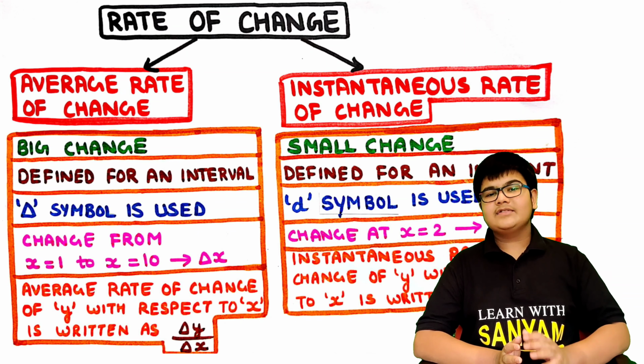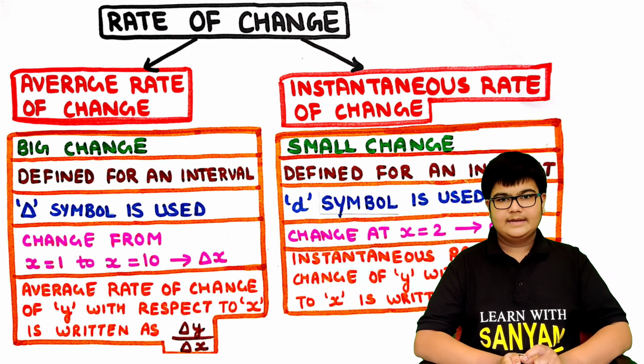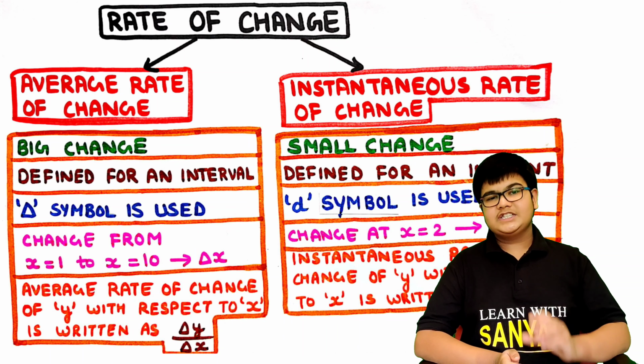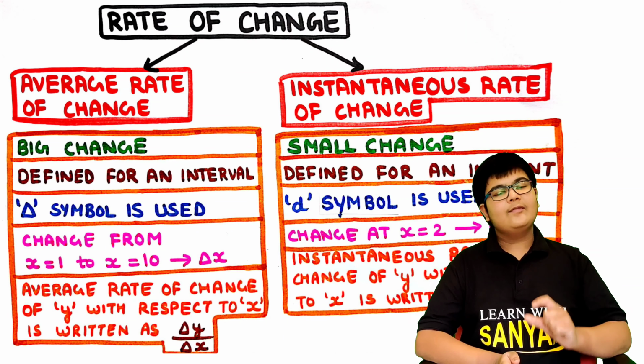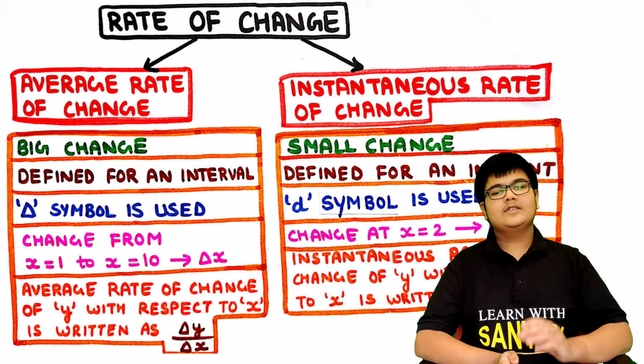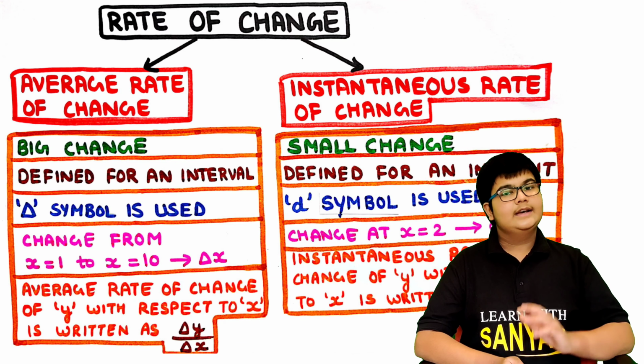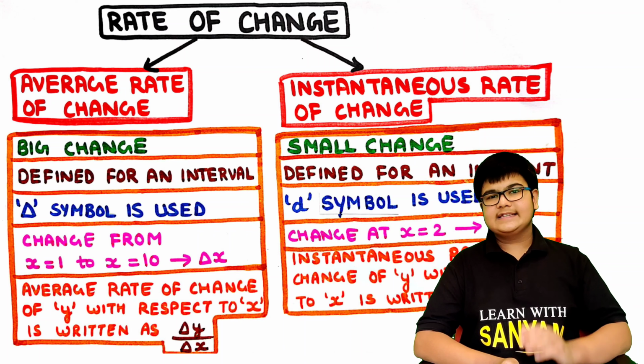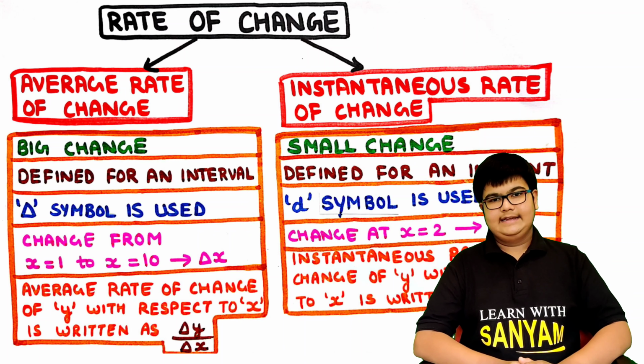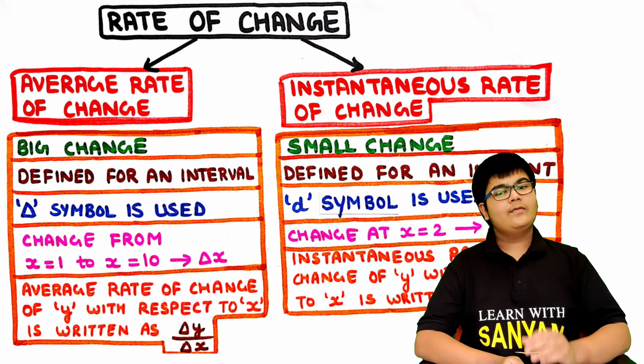Similarly, instantaneous rate of change is defined for a particular instant. So whenever we want to find the change at a particular instant, we have to use instantaneous rate of change. So the change at x equals 2 will be represented as dx, and the d symbol is used for instantaneous rate of change.